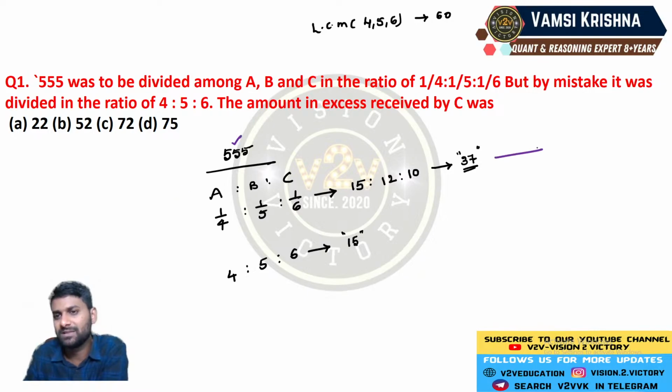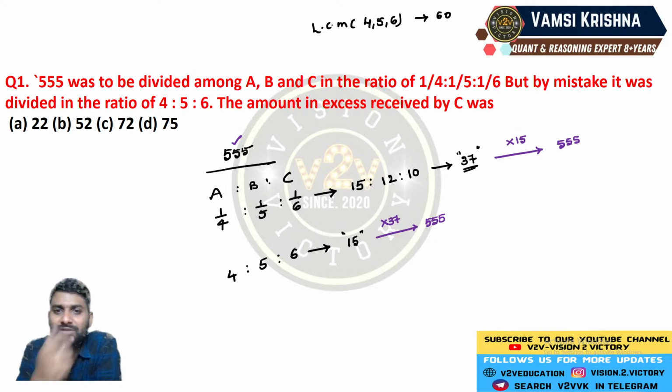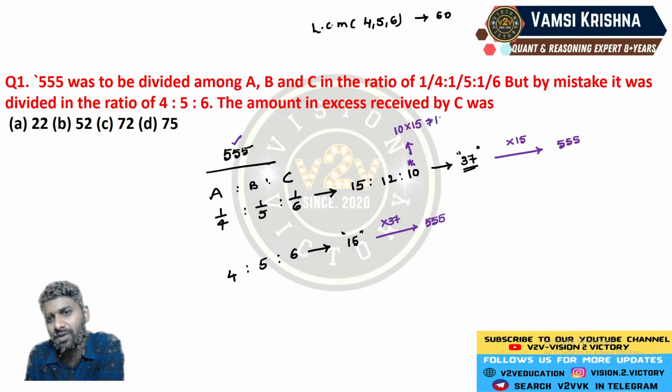Now see, 37 becomes 455 means each number is multiplied by 15. In the same way, 15 becomes 455 means each number is multiplied by 37. These are the two multiples you have to apply according to the numbers. Now in the first case, C gets 10 units. Each unit is equal to 15, so the amount is 150.